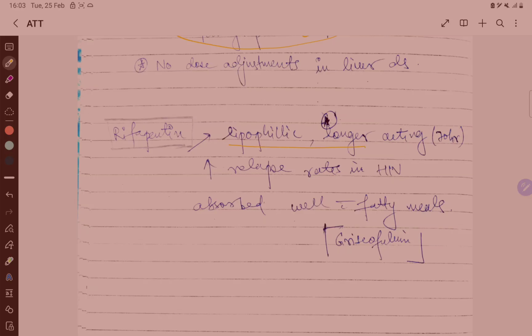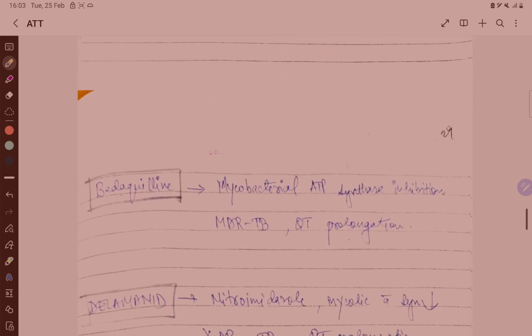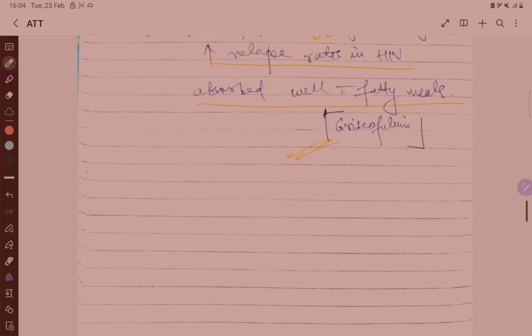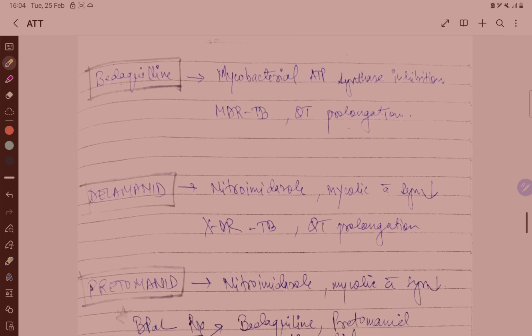Rifampicin is lipophilic and longer acting. It increases relapse rate in HIV. It is absorbed well with fatty meals. Griseofulvin is also absorbed very well with fatty meals. So here I have just compared.